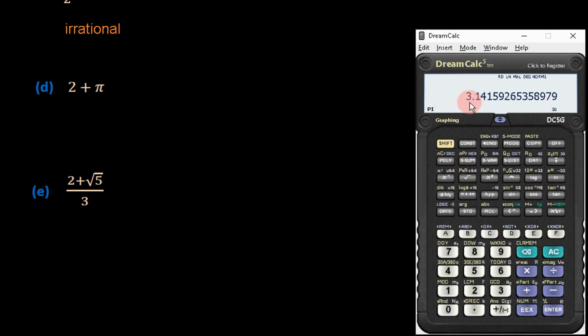Then in D, we have 2 plus pi. So basically, we're adding 2 to this number. So it's going to become 5.14159, etc. In other words, it will still be non-terminating and non-recurring. And hence, 2 plus pi is also irrational.